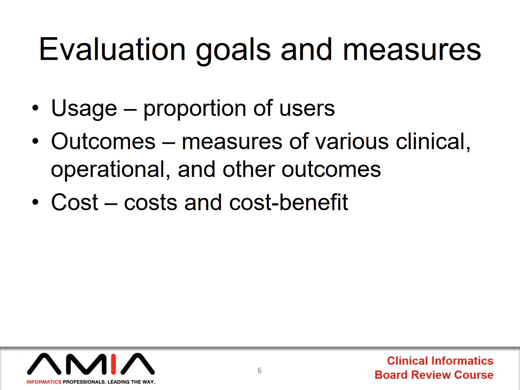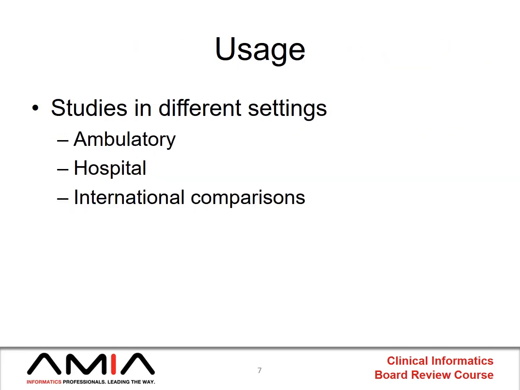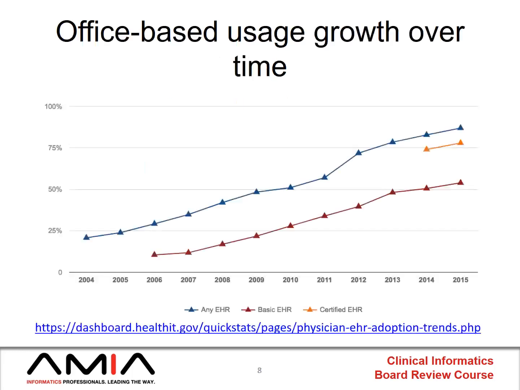We'll look at usage, that is the proportion of users who use a system that's made available to them, outcomes, the measures of various clinical, operational, and other outcomes, and costs, both costs of systems and their cost benefit. Let's first look at usage studies, and there have been studies carried out in a variety of different settings. These include ambulatory settings, hospital settings, and also international comparisons with other countries.